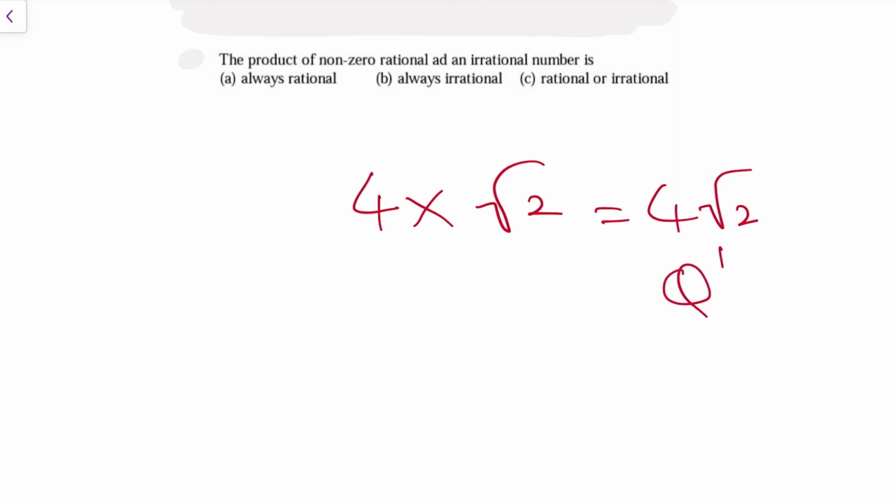Next, the product of a non-zero rational number and an irrational number. So one rational number I am taking 4 and I am multiplying with an irrational number root 2. So 4 times root 2, that is 4 root 2. 4 root 2 is an irrational number. So always irrational.